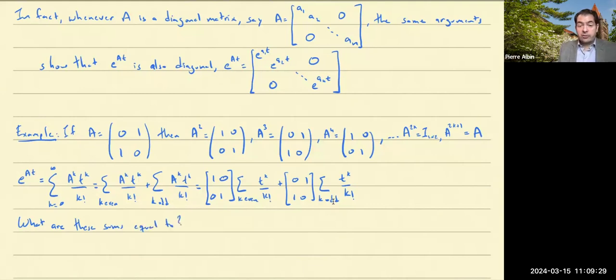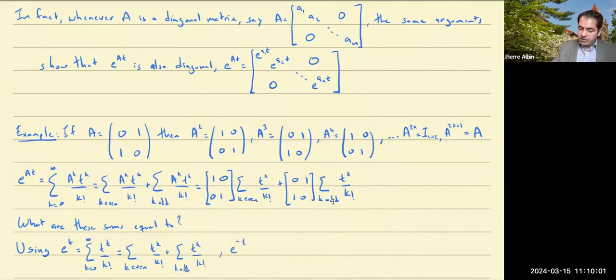Okay, well, it's not that hard to figure out. What we can do is use that e to the t, by definition, or a power series definition, is the sum k goes from 0 to infinity of t to the k over k factorial. So that's the sum over k even of t to the k over k factorial plus the sum over k odd of t to the k over k factorial.